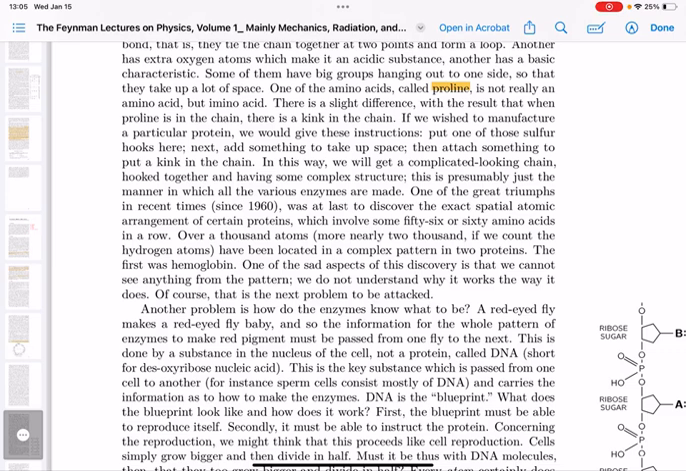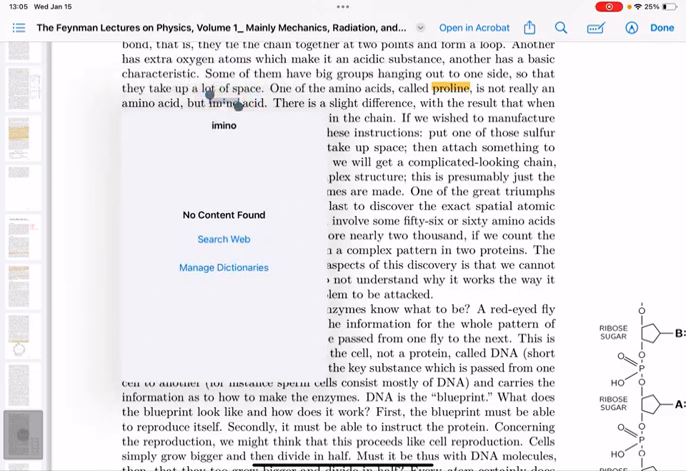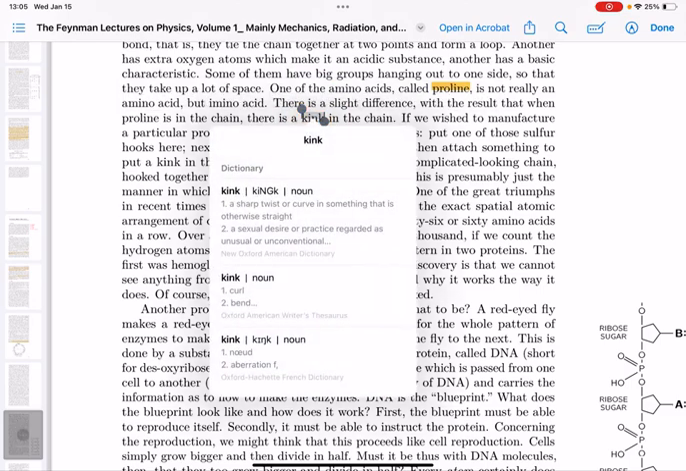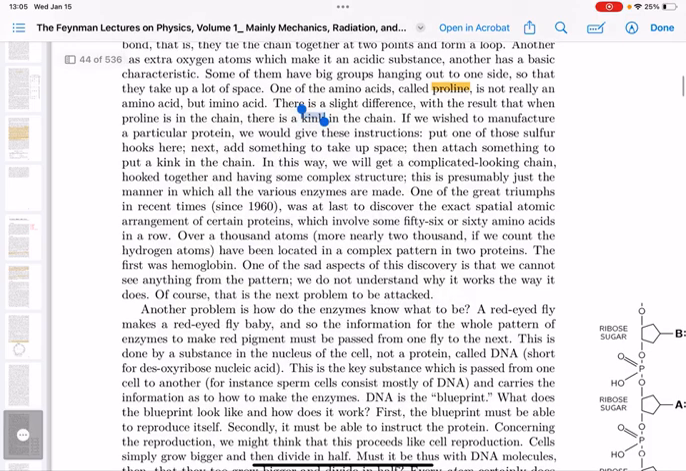Proline is not really an amino acid, but an imino acid. There is a slight difference, with the result that when proline is in the chain, there is a kink in the chain. What's a kink? A sharp twist or curve in something that is otherwise straight. Okay. A kink in the chain.